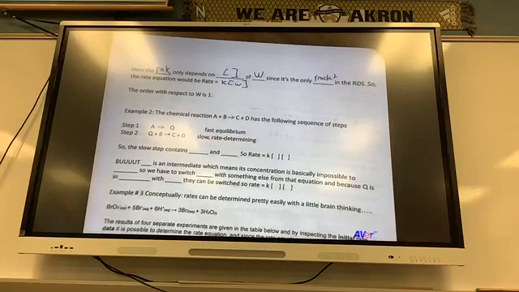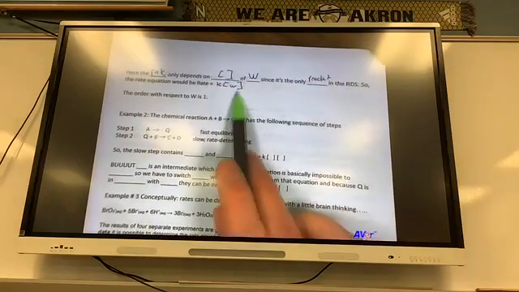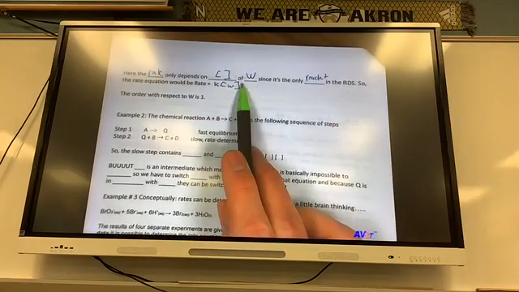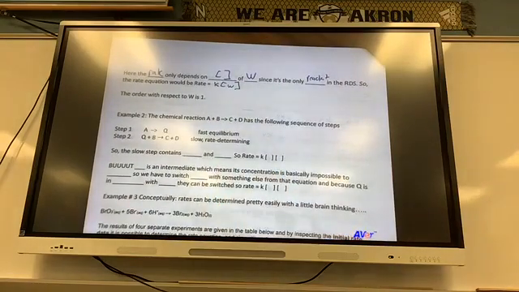Okay, wait. I don't understand the order thing. Well, it's W to the first. So if there's no exponent, there's a 1 there, right? Stay with me. Okay? Example 2.